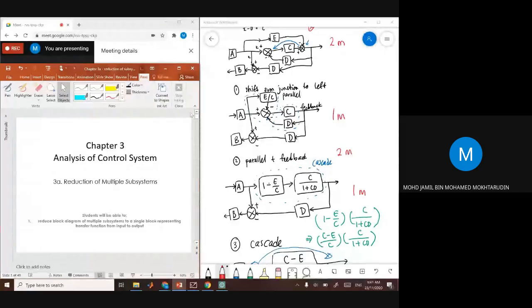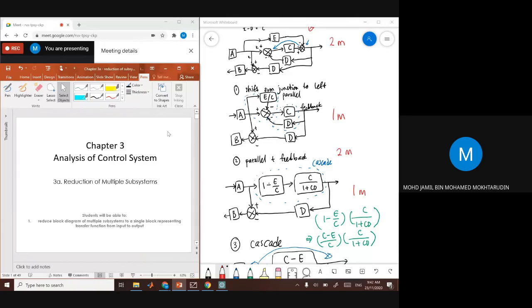Okay, so that's it for today's lecture and for lecture 3A. So this Wednesday we are going to learn chapter 3C, okay? 3B and C we skip. So we are going to learn chapter 3D kot. Mana-mana lah. Okay, so we are going to learn new topic. So this new topic will be about the system stability. So starting on the next topic, you will learn how to analyze the control system to determine the system stability.